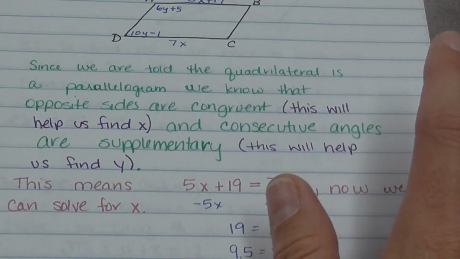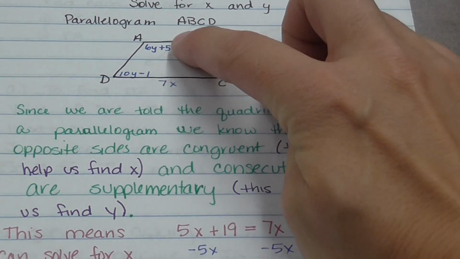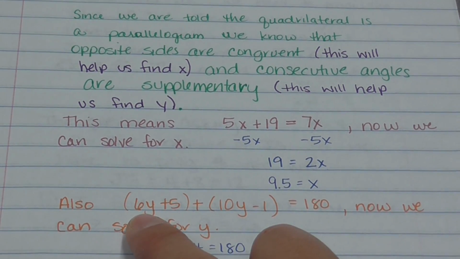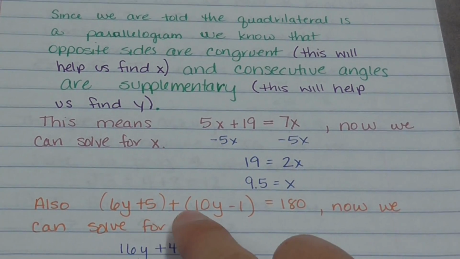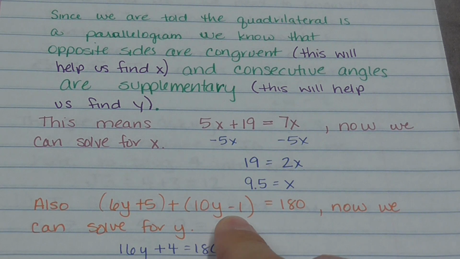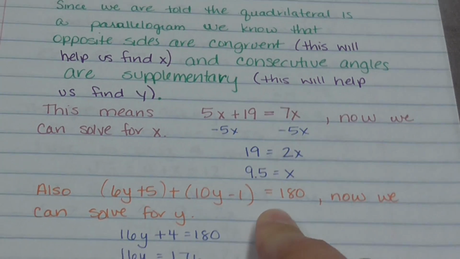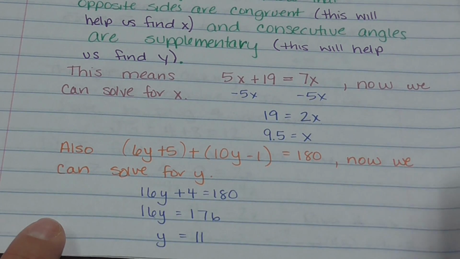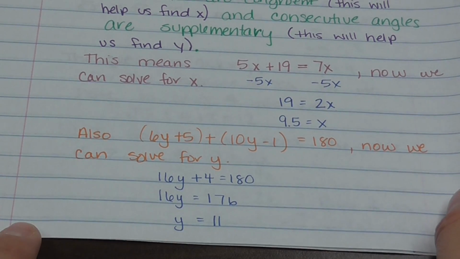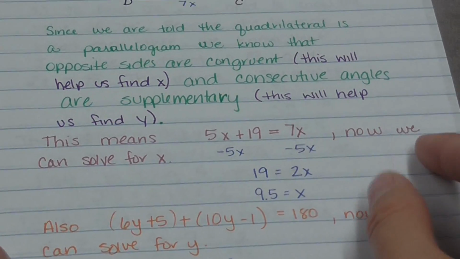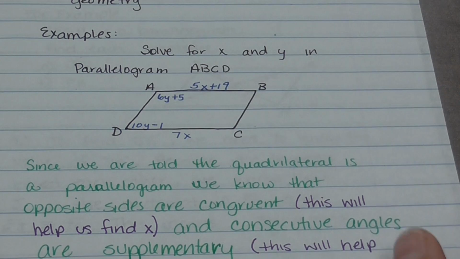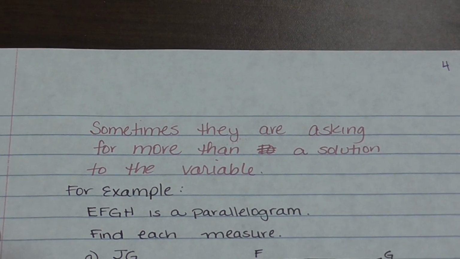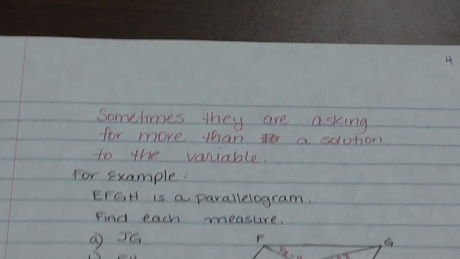Again with the properties of parallelograms, I know that consecutive angles are supplementary. That means that that first angle, 6y plus 5, added to the second angle, 10y minus 1, equals 180. So now we just solve for y. You add those like terms, do your subtraction and division, and you end up with y equals 11. These will be the first kind of problems we work on when we're working in class. Sometimes they're asking for more than just a solution to the variable.